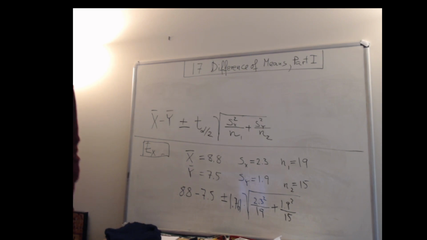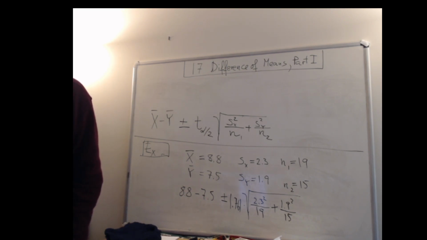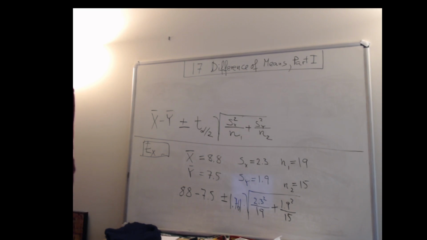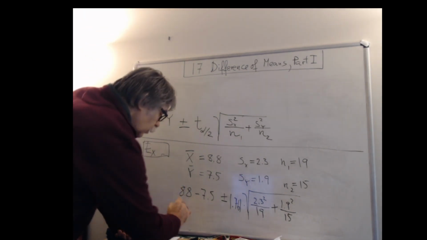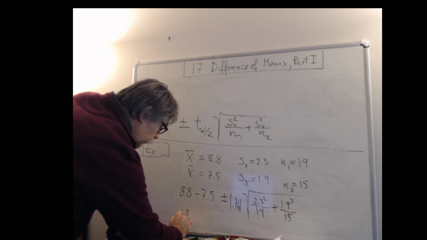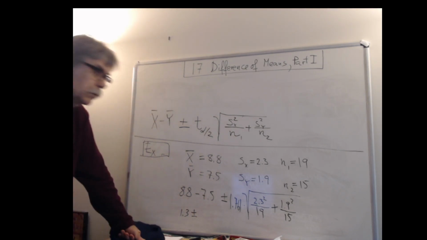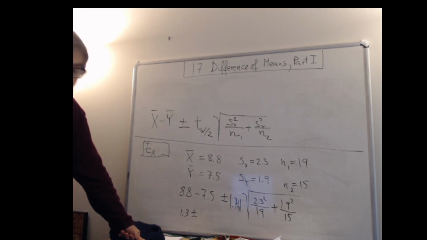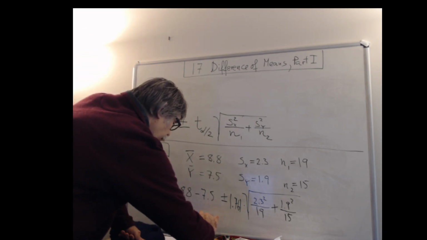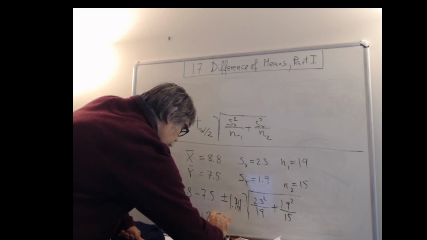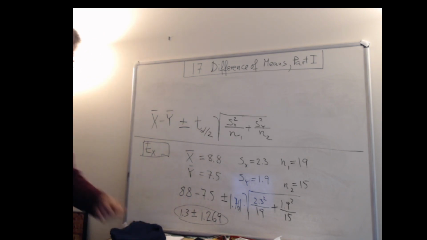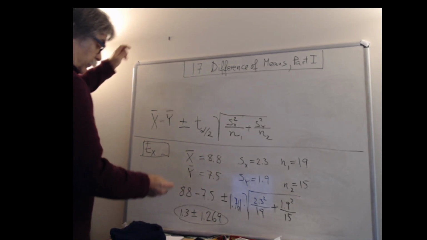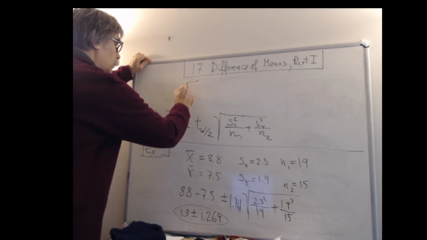So the rest of the story goes on here. I need to calculate this, and I'm coming up with, this is easy, 1.3 give or take, and the rest of that is 1.269. That's my estimate. If I want to have an interval, which I probably want, then I'm going to do the interval thing.